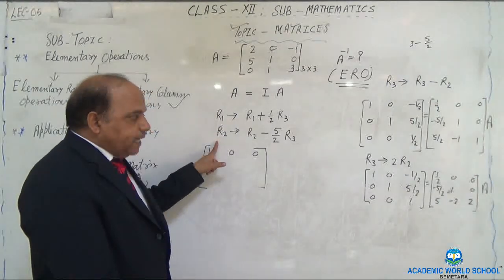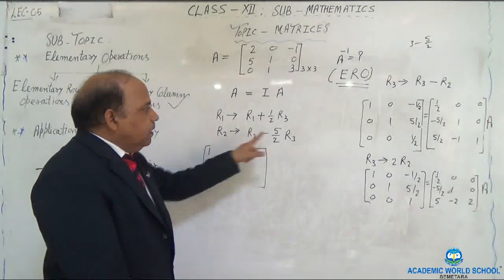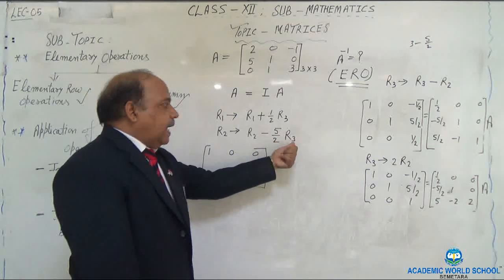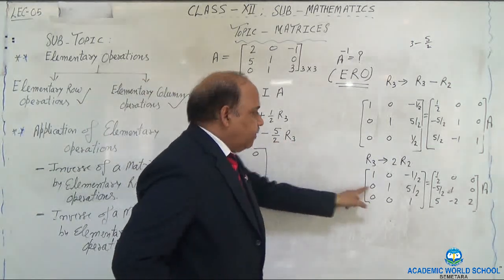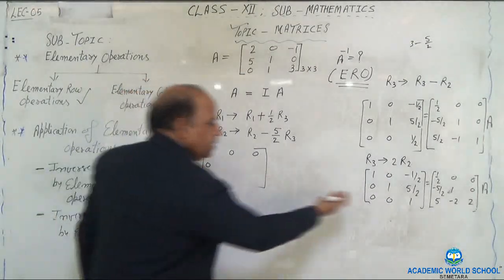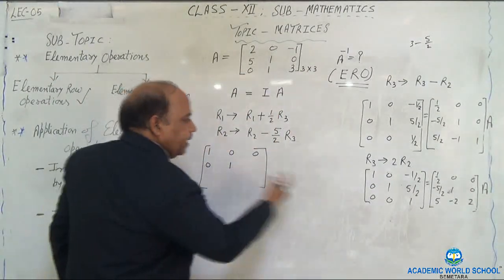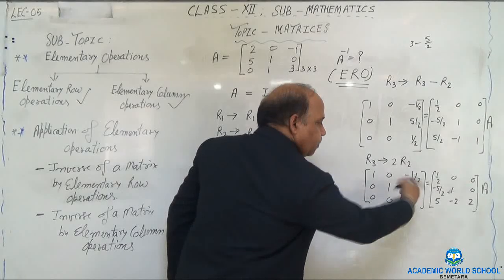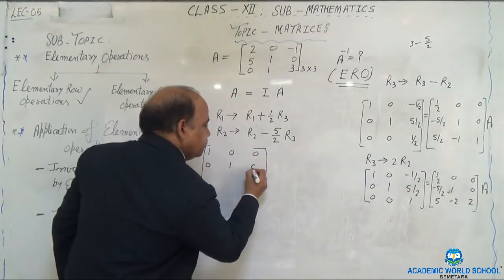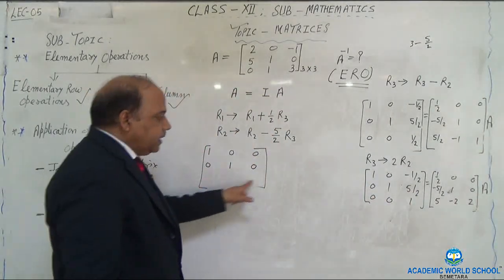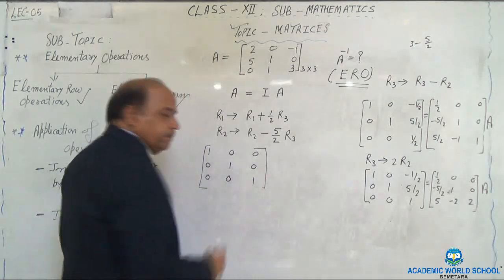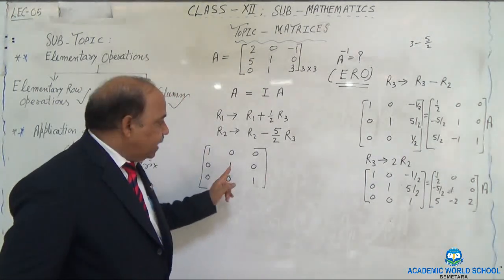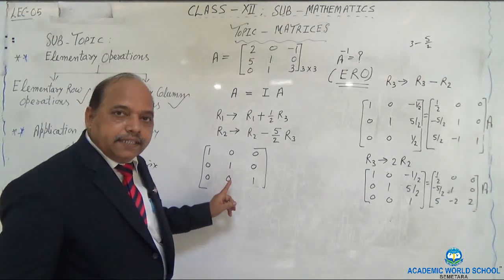And in R2 there is a change. What is the change? Minus 5 by 2 times of R3 is subtracted from here. So 5 by 2 times of this, no change in this one, no change in this one. But here what will happen? 5 by 2 minus 5 by 2, it will become 0. And then no change in R3, it will remain as it is 0, 0, 1. This got converted into, now you can see that it is a 3 by 3 identity matrix.